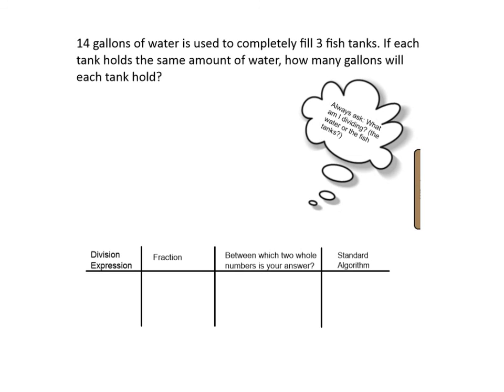Now I would like you to show 14 gallons of water used to completely fill 3 fish tanks. If each tank holds the same amount of water, how many gallons will each tank hold? Remember, your first step should be asking yourself, what am I dividing? What am I splitting? The 14 gallons of water or the 3 fish tanks? After you've shown it in a tape diagram, I'd like you to do the division expression, the fraction, between which two whole numbers is your answer, and the standard algorithm, and bring this in and share it with your teacher tomorrow.